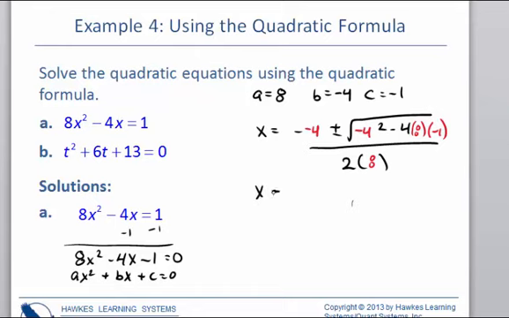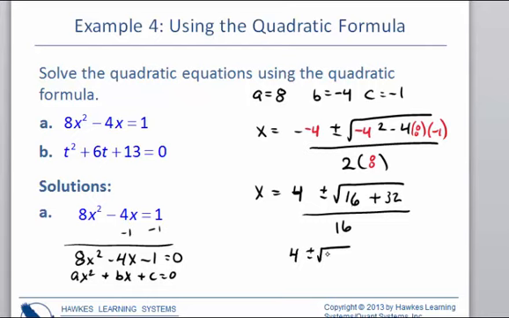So we have negative 4, which makes a positive 4, plus or minus the square root of negative 4 squared. Negative 4 times negative 4 is a positive 16. Then we have minus 4 times 8 times a negative 1. That's a positive 32. 2 times 8 on the bottom is 16. So we have 4 plus or minus the square root of, adding 16 and 32 makes 48, over 16.